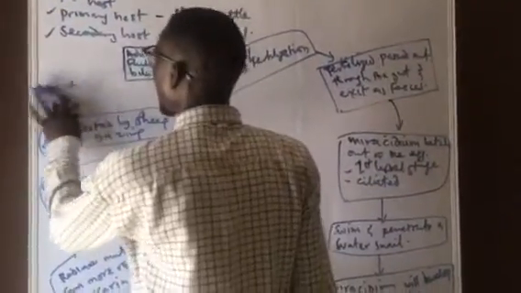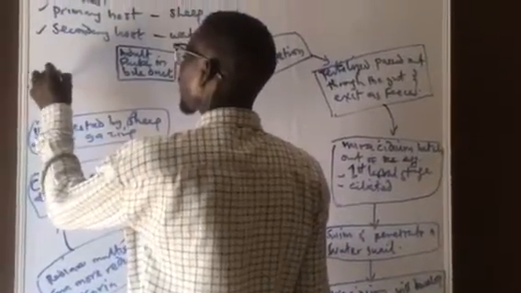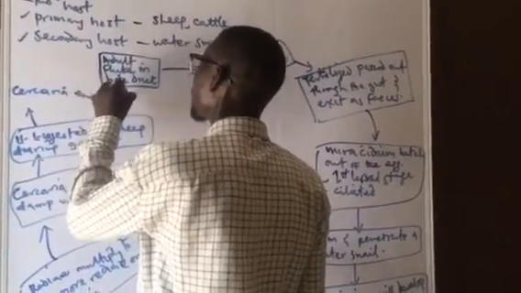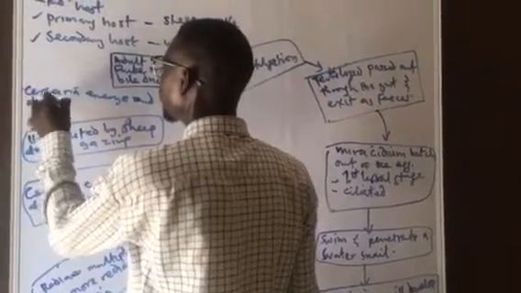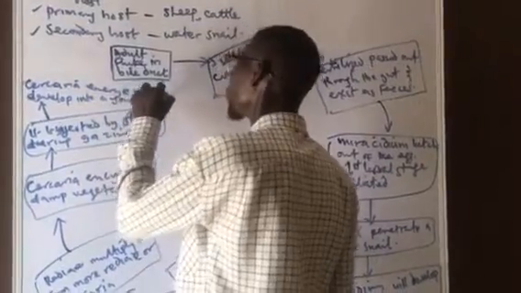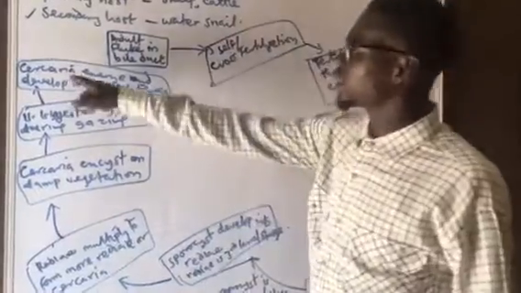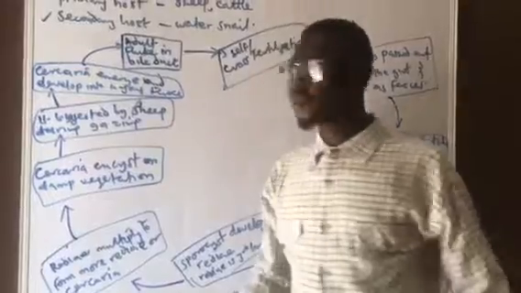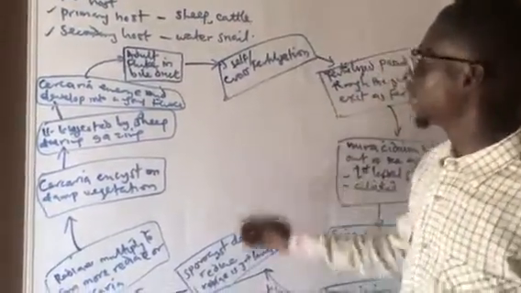Then the cercaria emerge and develop into a young fluke inside the alimentary canal. So this can now move to the liver, from the liver to the bile duct. So that is how they carry out their life cycle.